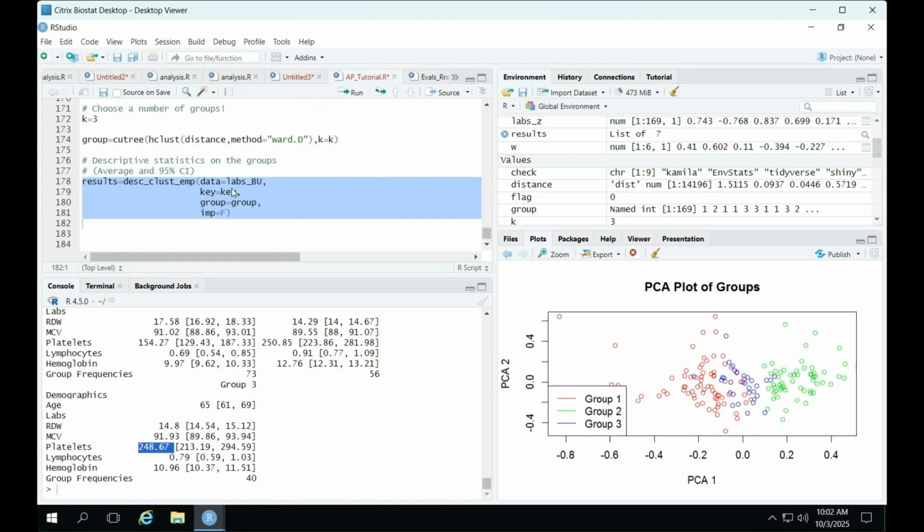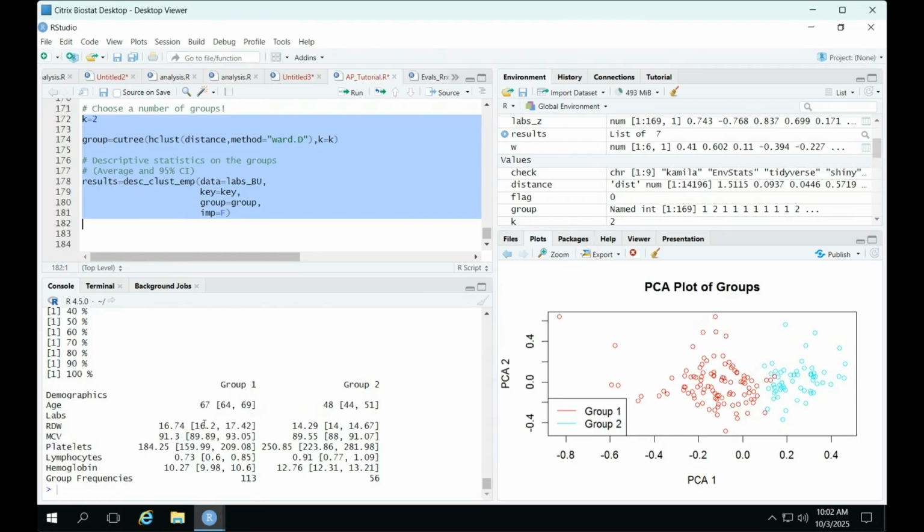That's the whole idea. We can switch this up. We can say, maybe I just want to look at two groups, run the same thing again, see what we get. Now we have an older group and a younger group, and we can talk about how that intersects with their labs. Older people had lower platelets, for example. That's the whole point. There's no one way to do any of this. We're just trying to get an understanding of what we found in the data.